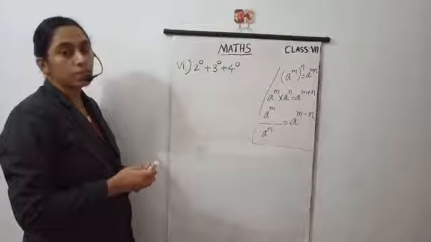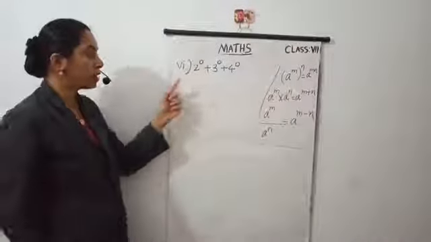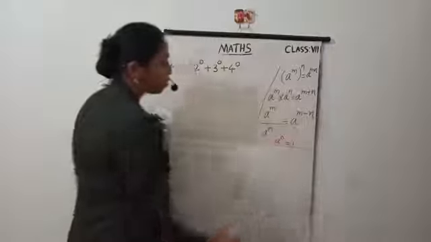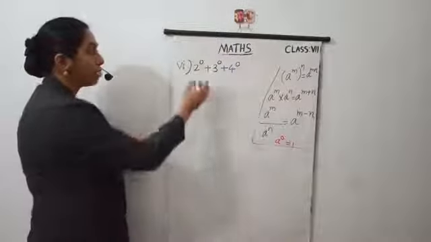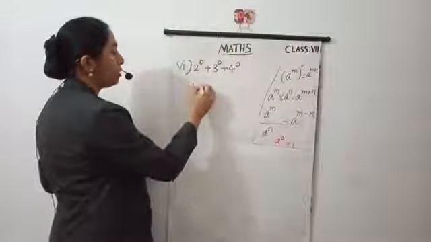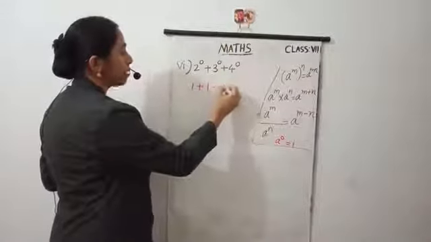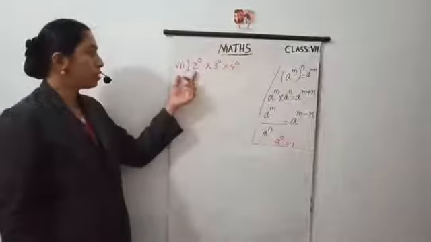So this answer is 1. Next sixth question, 2 raised to 0 plus 3 raised to 0 plus 4 raised to 0. So we already learned a raised to 0 equal to 1. That means any number raised to 0 we get 1. So 2 raised to 0 is 1 plus 3 raised to 0 is 1 plus 4 raised to 0 is 1. So 1 plus 1 plus 1. Final answer is 3.